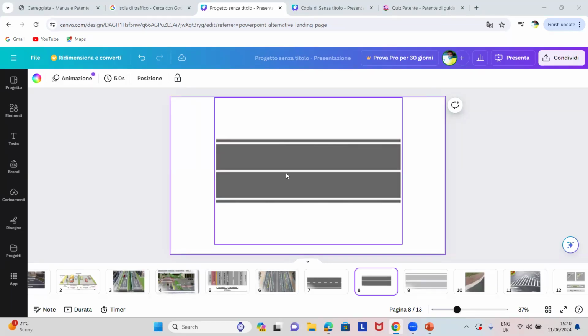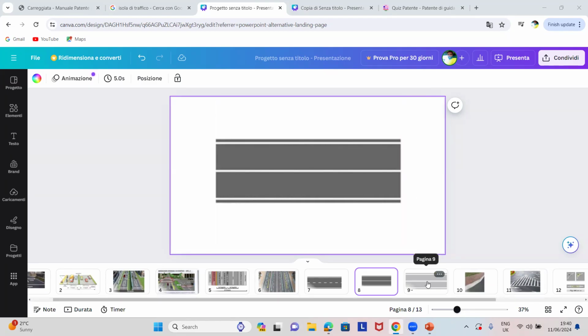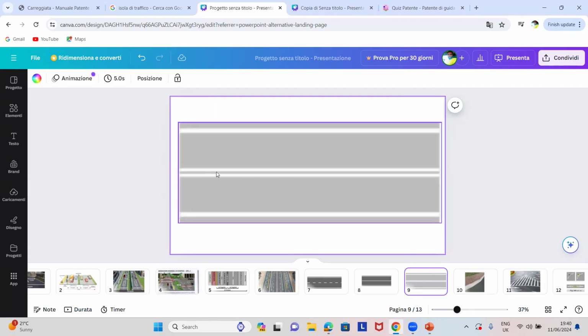This one is the doppio senso di circolazione. That is whenever you see the continuous line in the center of the road. The iPhone guy, watch. Whenever you see the continuous line in the center of the carriageway, it means doppio senso di circolazione. Another question. What about this one? Double continuous line. It also means doppio senso di circolazione.